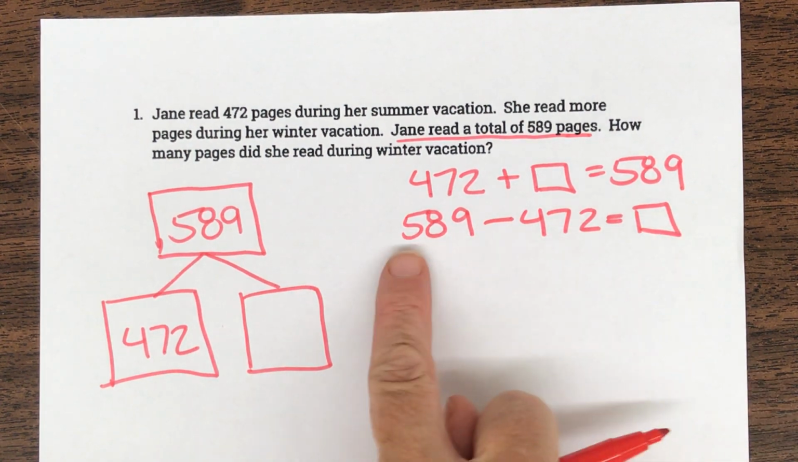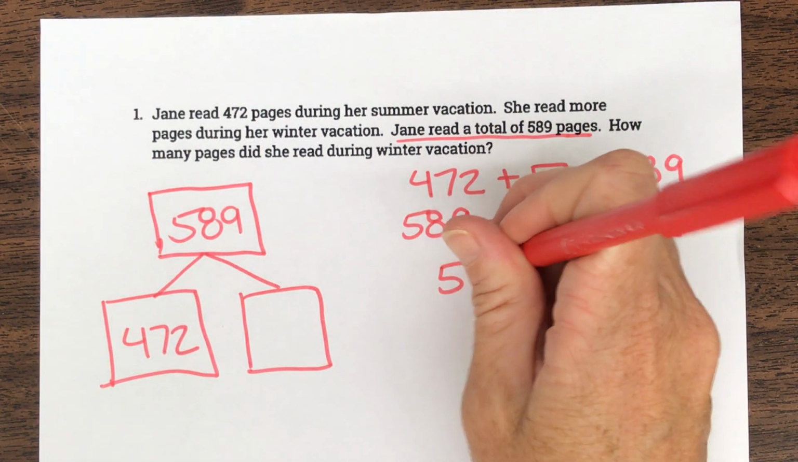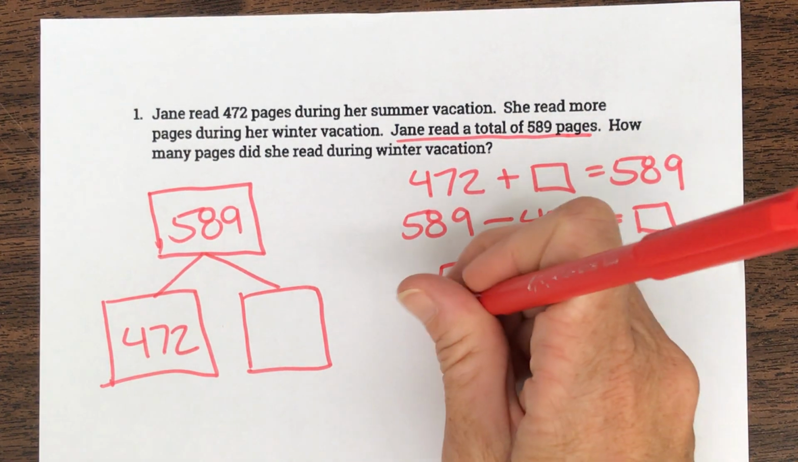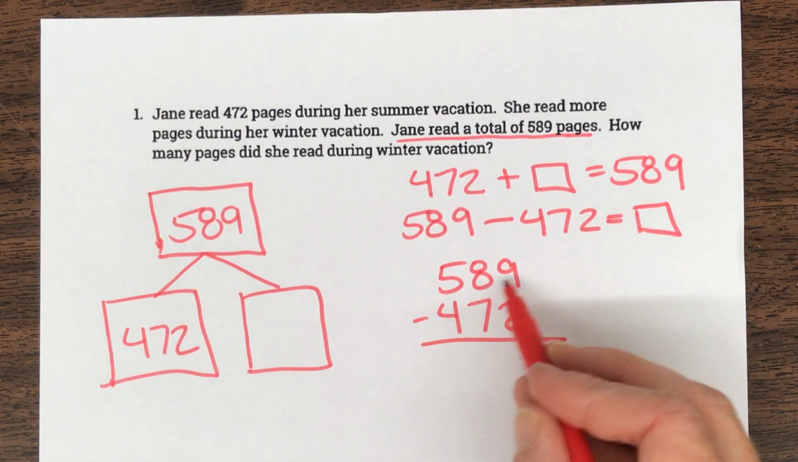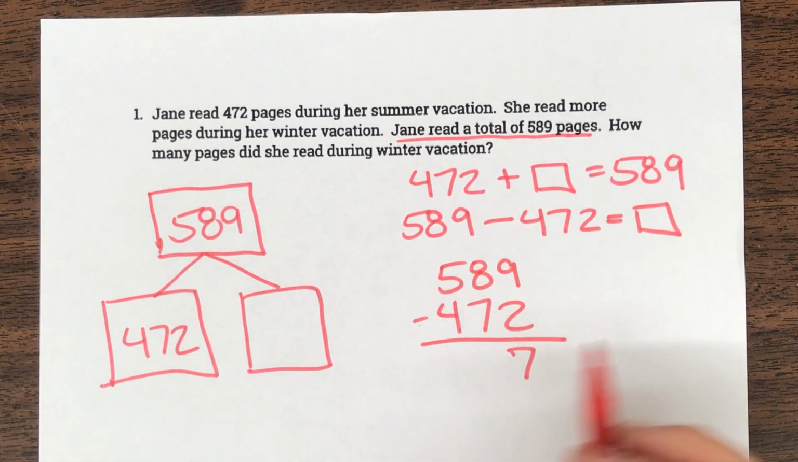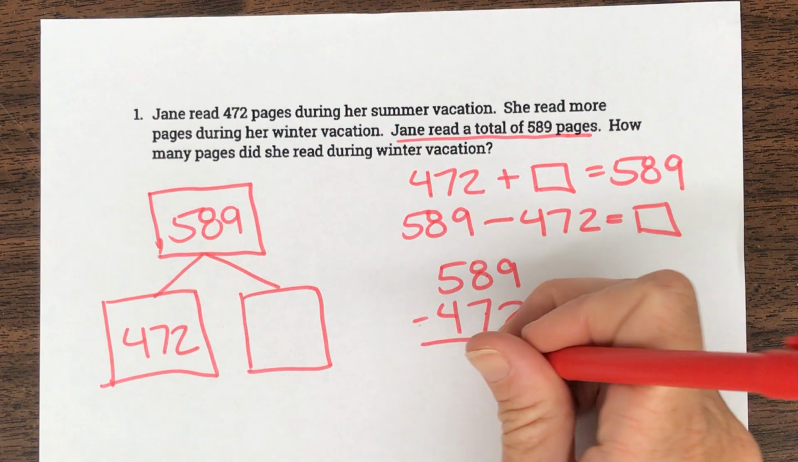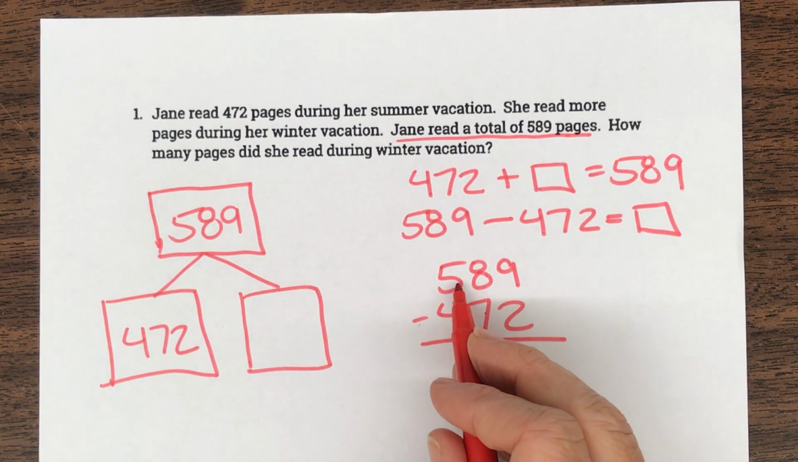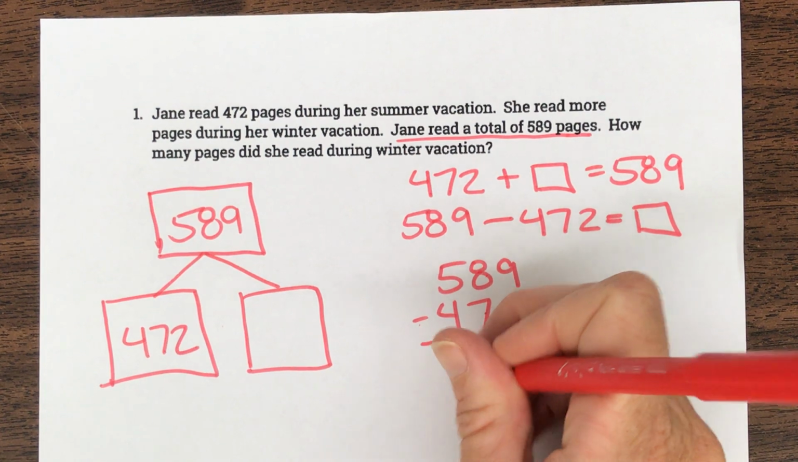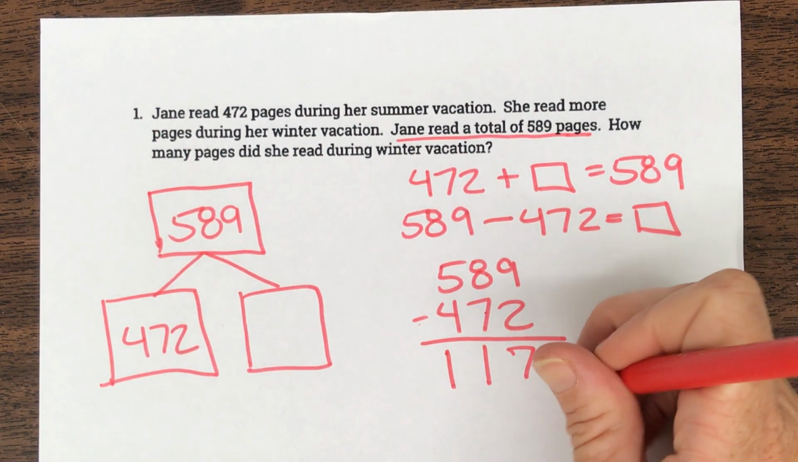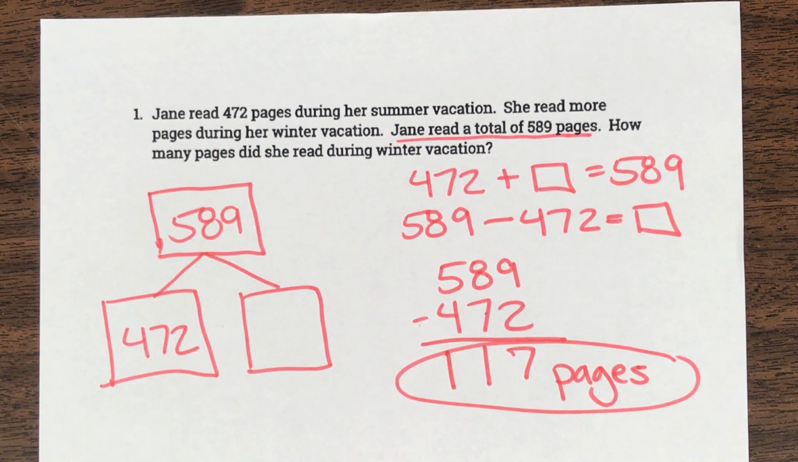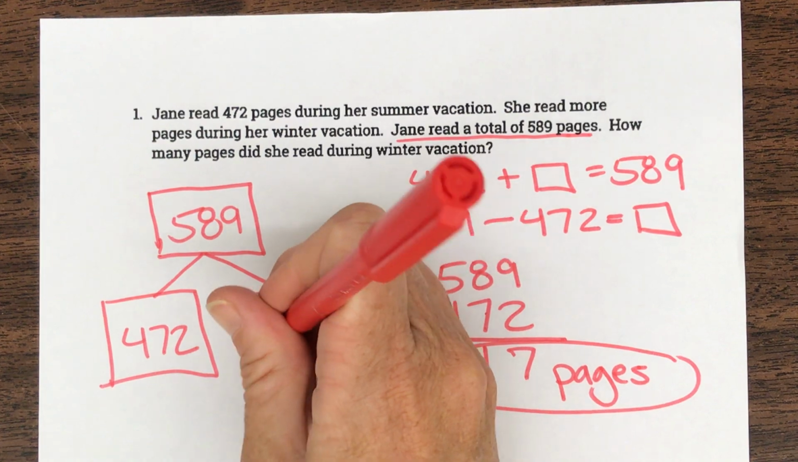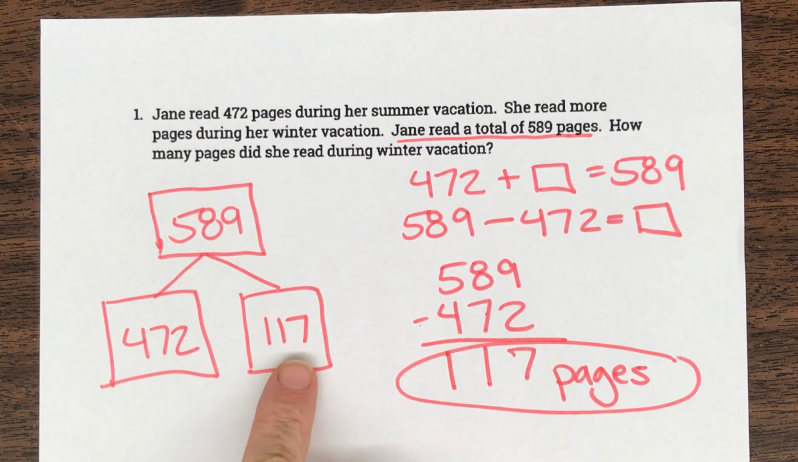So I can set this subtraction problem up in working form. So 589, take away 472. And what do I have? Let's see. I have 9, take away 2 is 7. I have 8, take away 7 is 1. And I have 5, take away 4 is 1. So she read 117 pages during her winter vacation. That was my other part. And these two parts equal my whole.